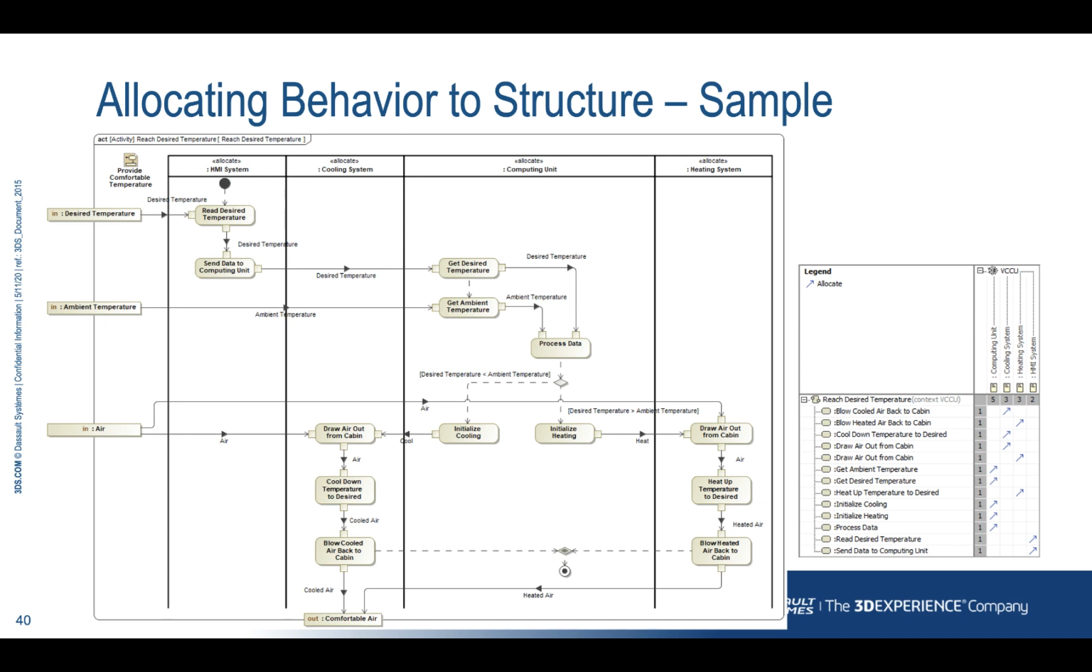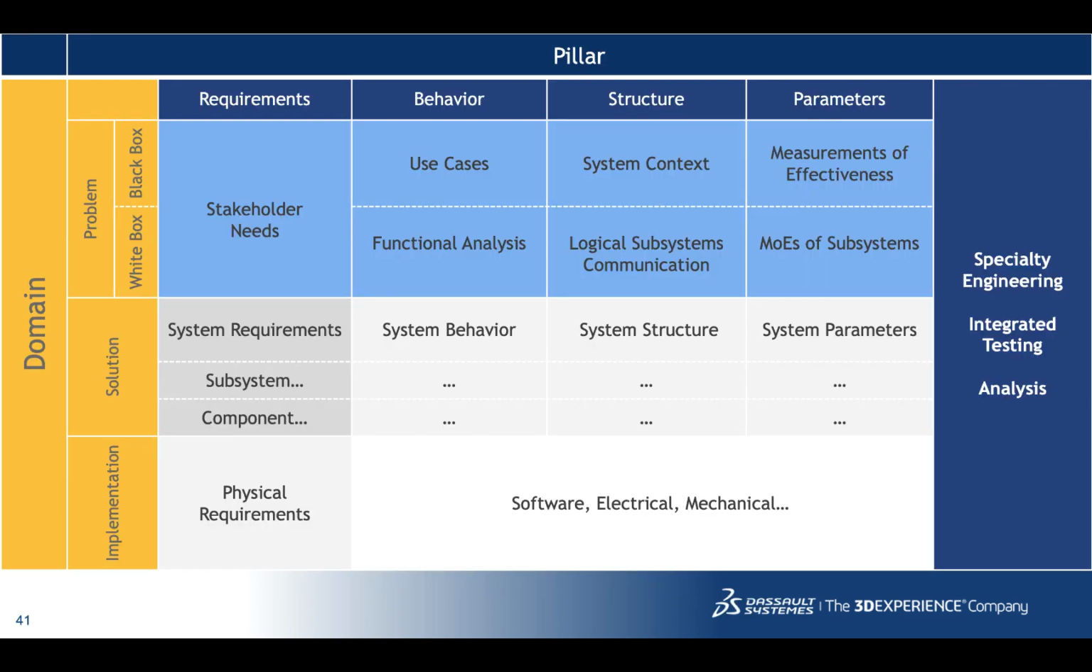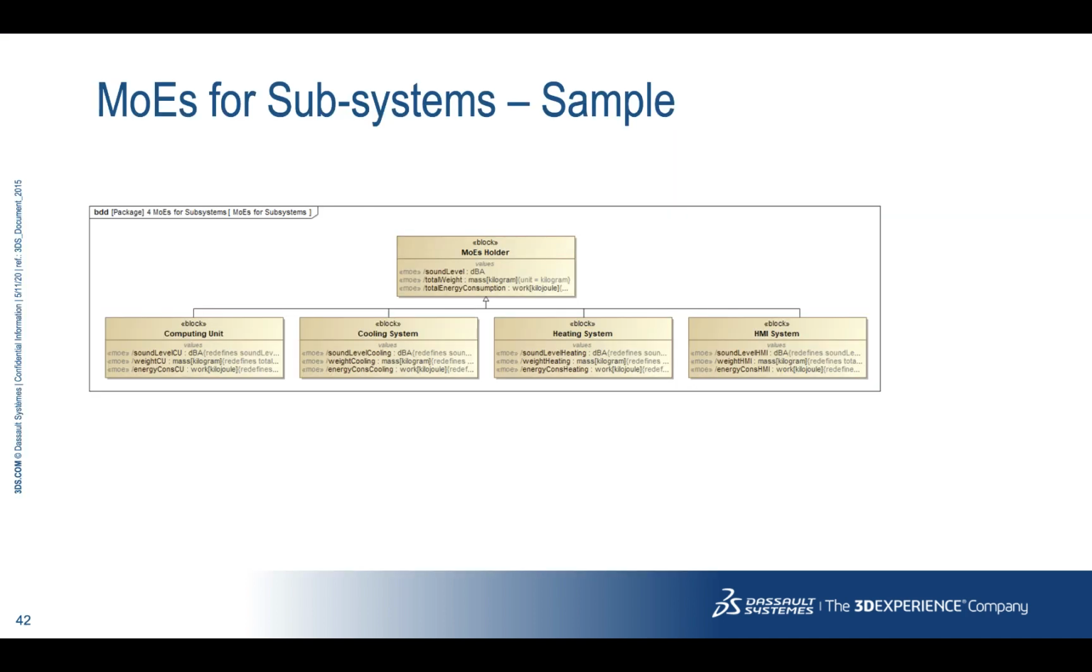That can also be done in the matrix format. So it's a different way to capture this allocation. Finally, the measurements of effectiveness for the subsystems. So we can assign different measurements of effectiveness for the subsystems, and of course also define measurements of performance and how they contribute to the calculation of the measurements of effectiveness at the system level.